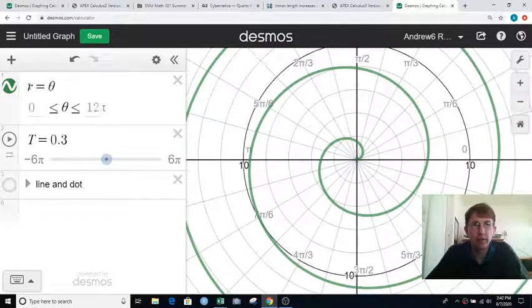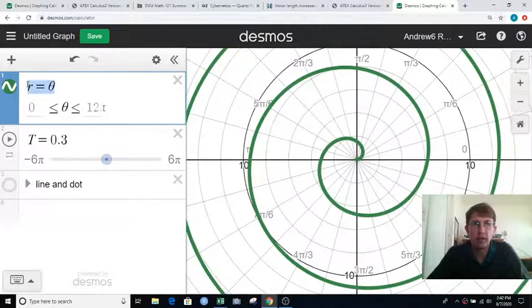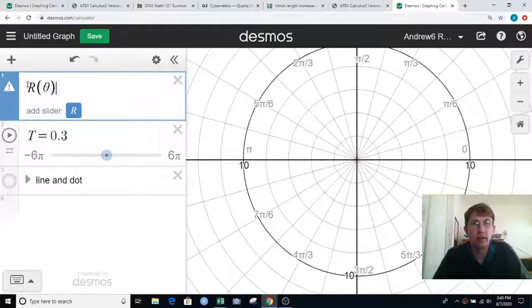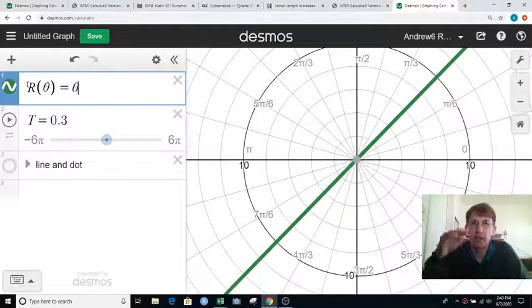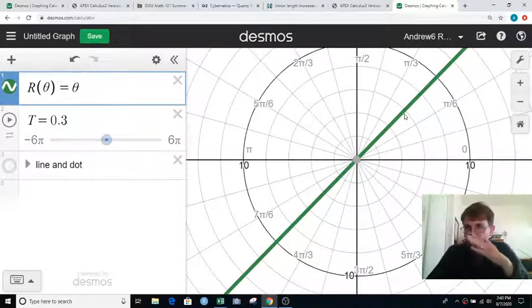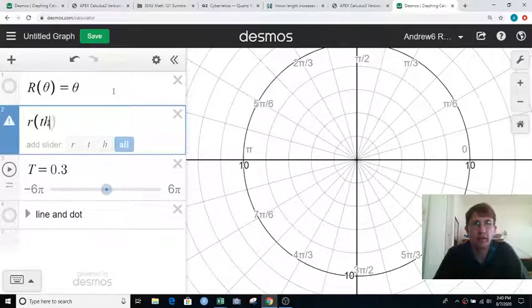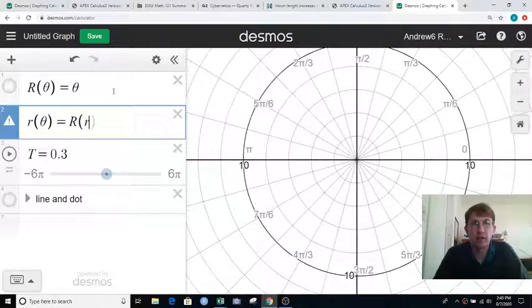The way I typed this here, r equals theta, it'll plot it for you, but a better way to do it is to define a function, using anything other than little r, so capital R is a good idea, to say R of theta equals theta, the same way you would say f of x equals x squared or something. Now it's plotting that as a 45-degree line. It's plotting that by default as a rectangular thing rather than a polar thing. So I don't want that. What I do want to do is say little r of theta equals big R of theta.